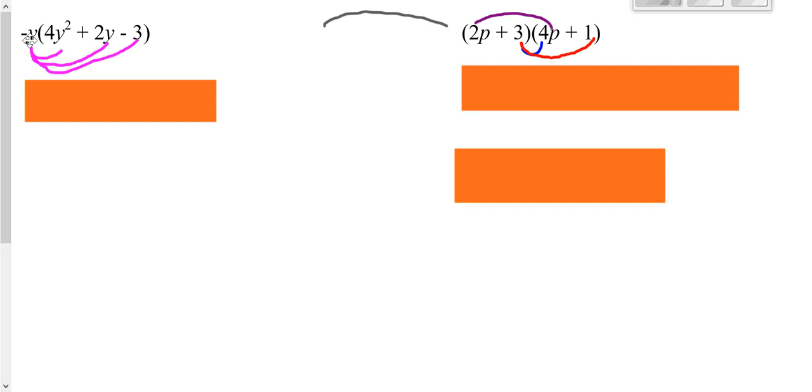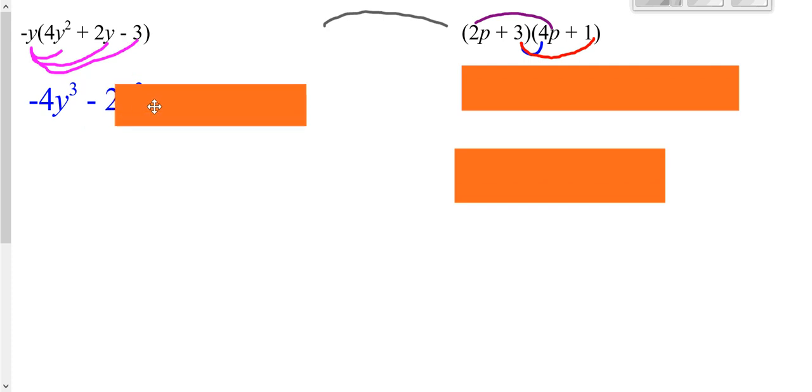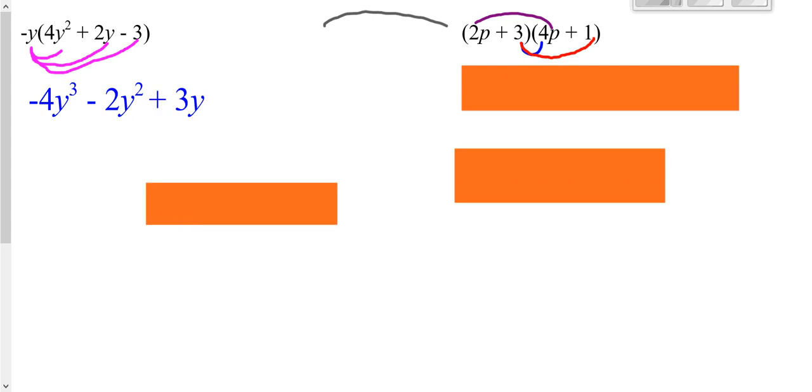So here you have one thing in front times everything in the parentheses, so distribute that through. -y times a 4x squared is a -4x cubed. Distribute that -y onto your 2y, and that gives you a -2y squared. Negative y onto your negative 3 would be a positive 3y.